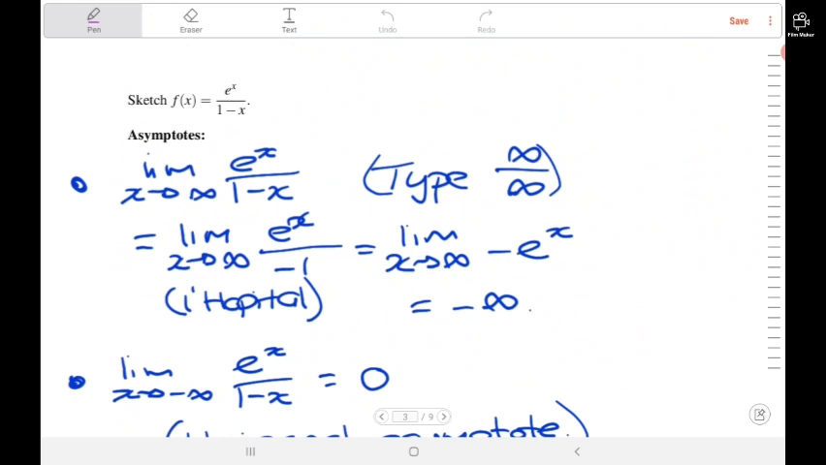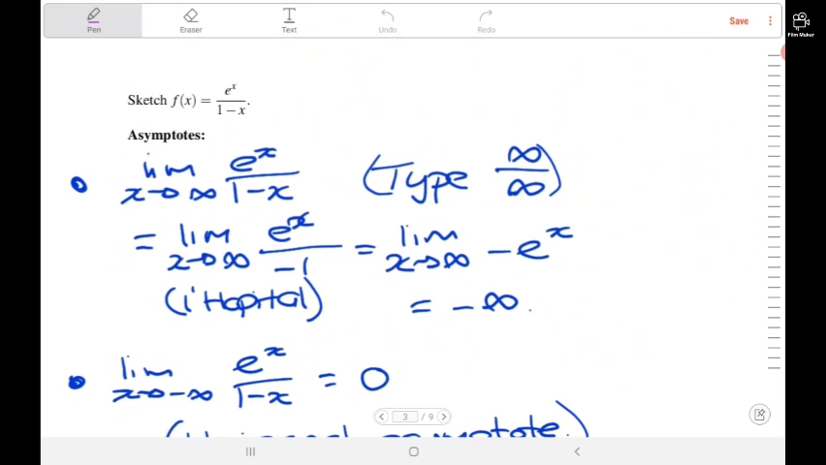In this case, the limit as x goes to infinity of this function: well, e to the power of infinity is infinity, and 1 minus something infinite is something tending towards negative infinity. So this is of type infinity over infinity, and that means, as we learned this week, we can apply L'Hopital's rule.